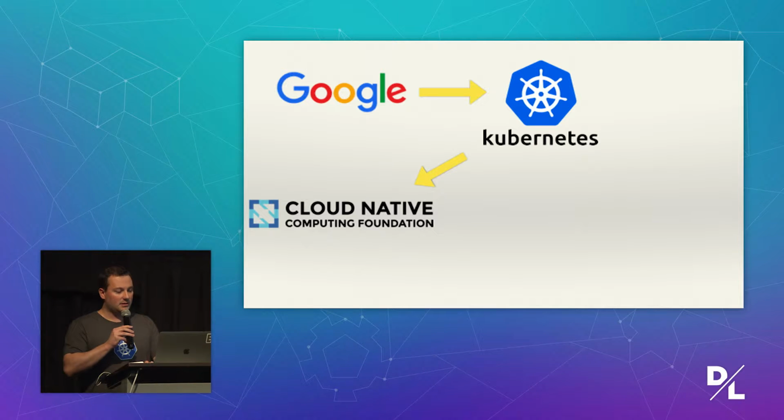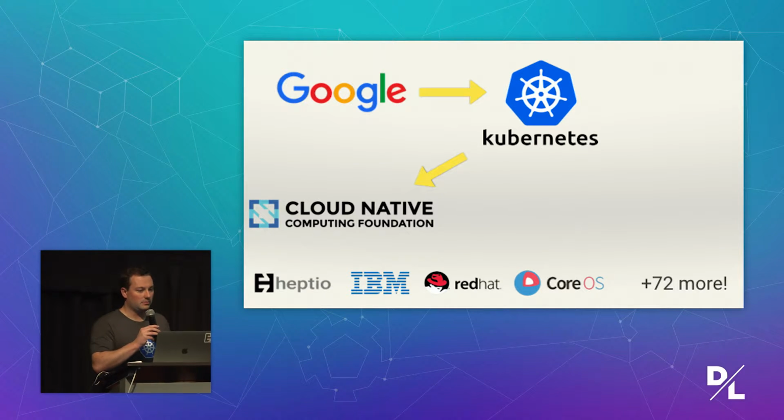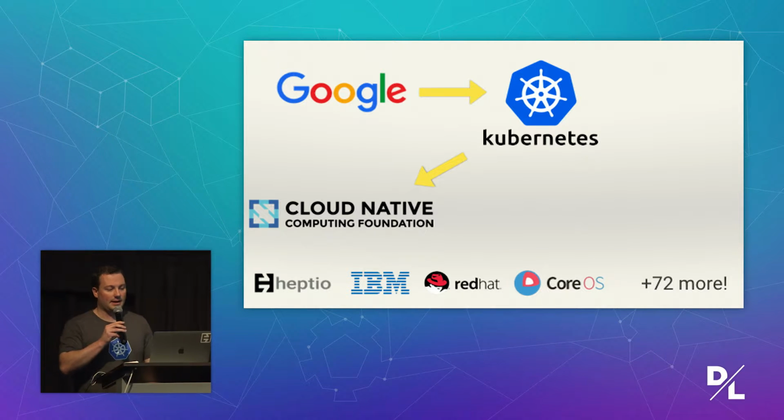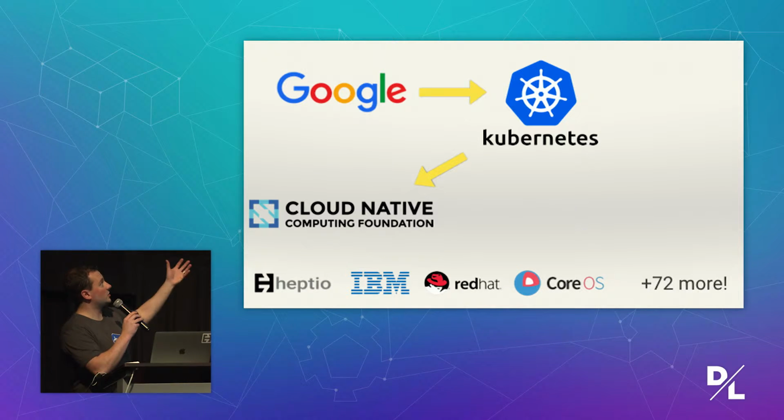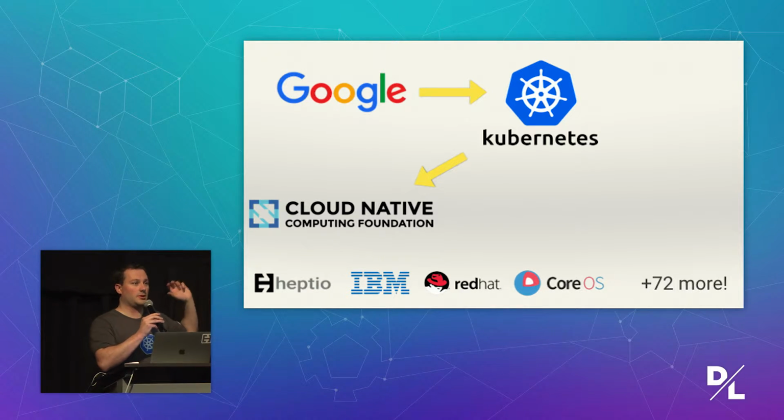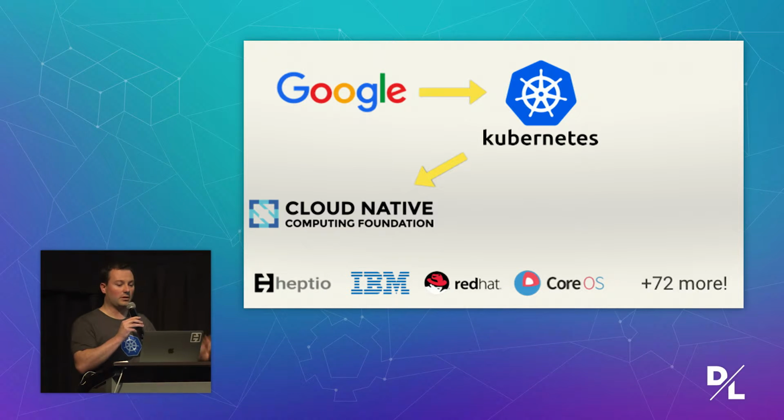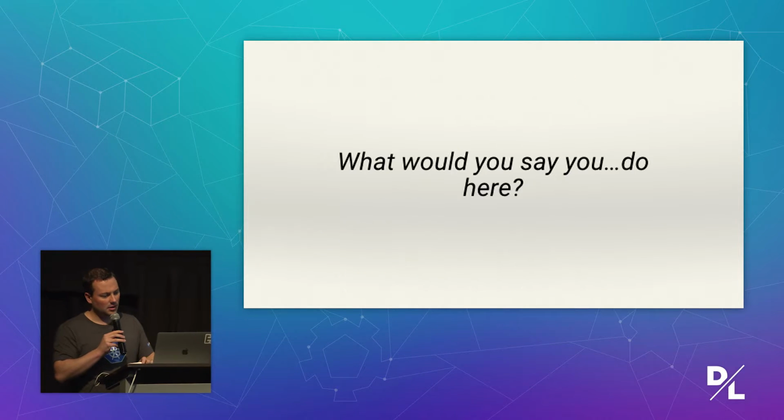And now, a couple of years later, other key contributors to this include my employer, Heptio, but then big names like IBM, Microsoft, Red Hat, CoreOS, and 72 other companies. And so this community is more than just Kubernetes now. So Charity mentioned Open Tracing is another subsystem. FluentD is another project. There's a number of sub-projects now under the CNCF. Kubernetes is just one of those.